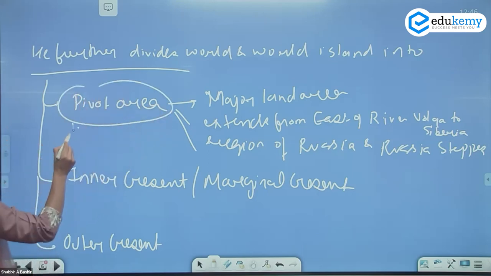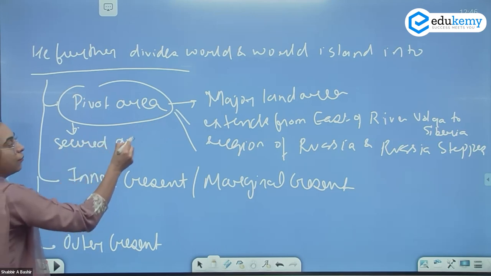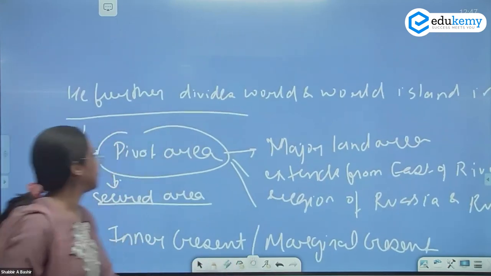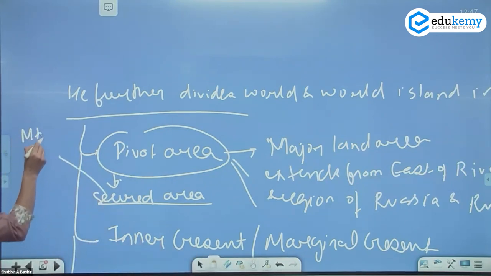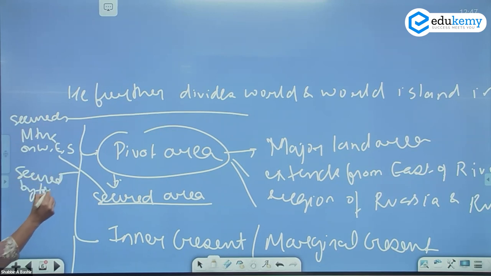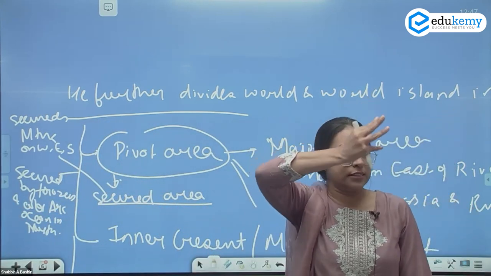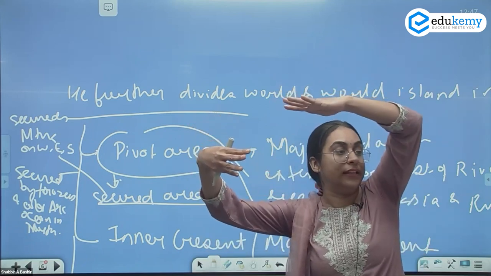He says that it is a secured area. It is secured by mountains on the west, east and south, and it is secured by the frozen and cold Arctic Ocean in the north. It is the pivot area, the most major land area, and this land area is actually secured. It is secured by the mountains in the south, west and east, and in the north it is secured by the Arctic Ocean.